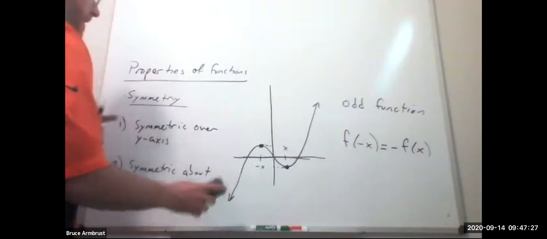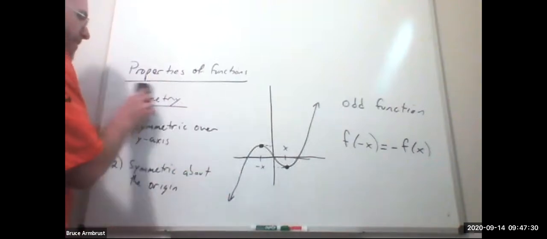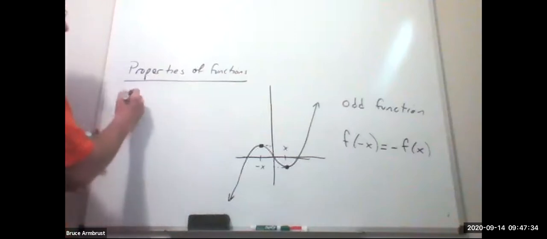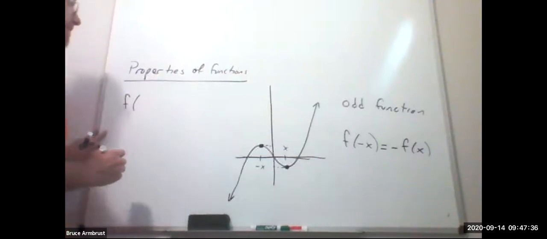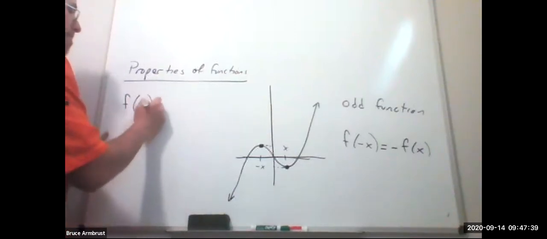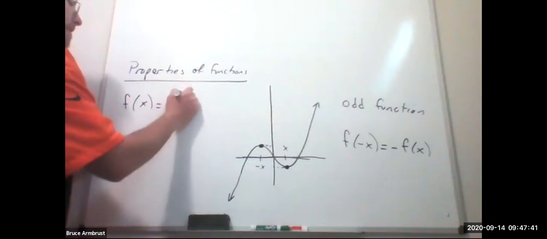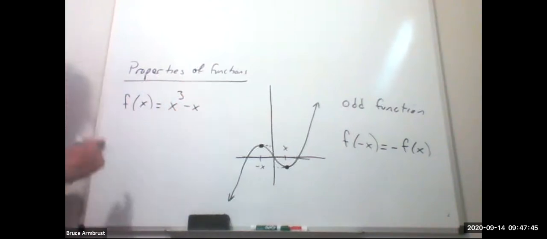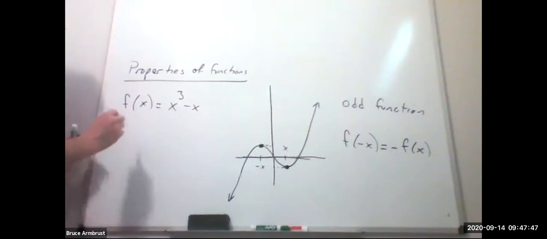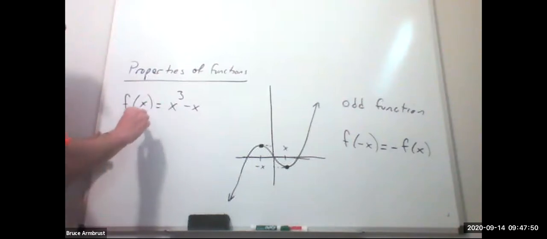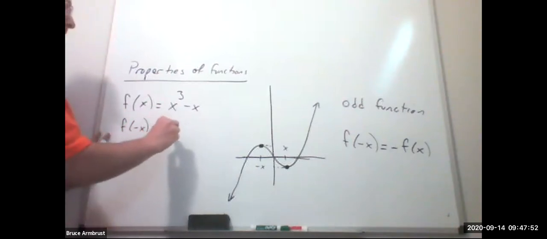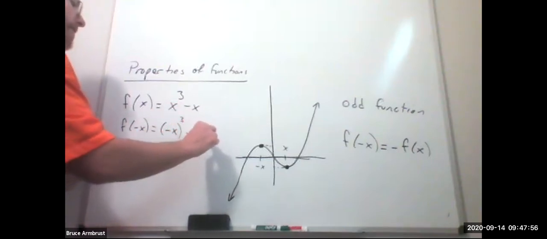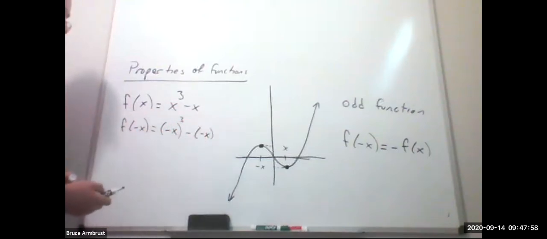So let me give you another example, just so you can kind of see how we could check this out. We'll do a couple. Let's look at f of x equaling x cubed minus x. So we're going to test this for symmetry. So let's plug in negative x. That's going to be negative x quantity cubed minus negative x.